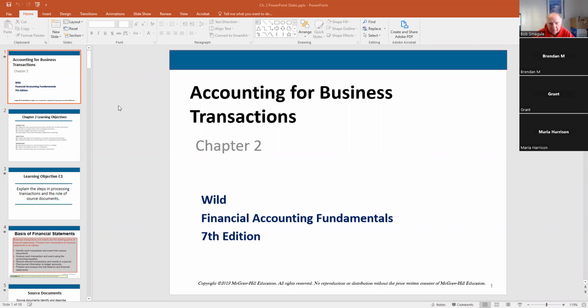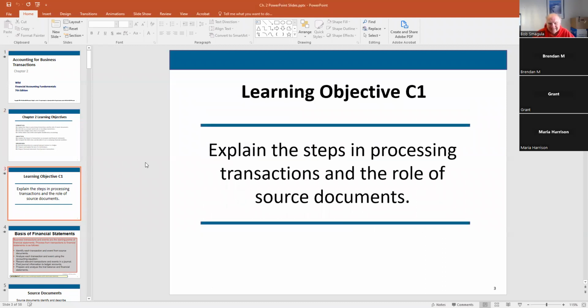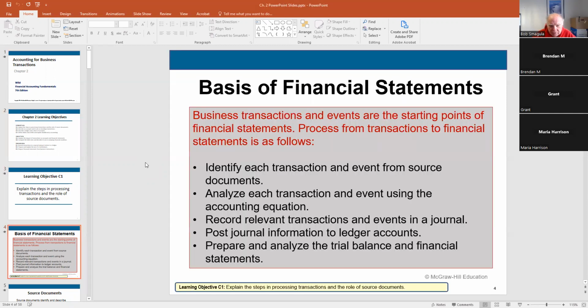Accounting for business transactions. And then a couple learning objectives. Explain the steps in processing transactions using source documents. Business transactions and events are the starting points of your financial statements. Process from transactions to financial statements. Identify each transaction and event, probably from a source document. A source document usually means a piece of paper.